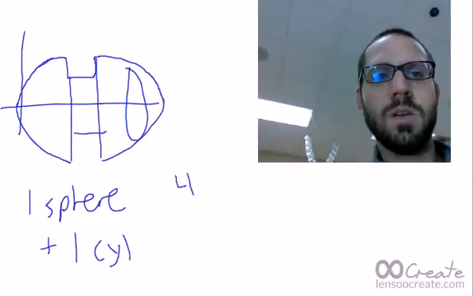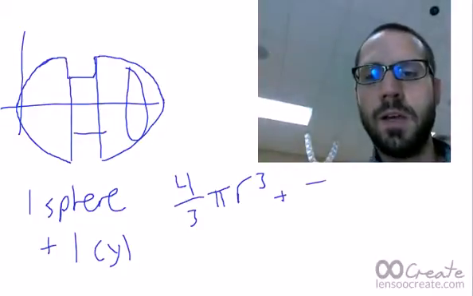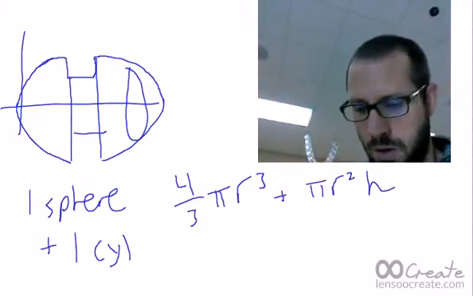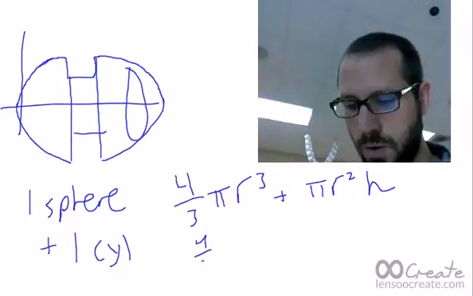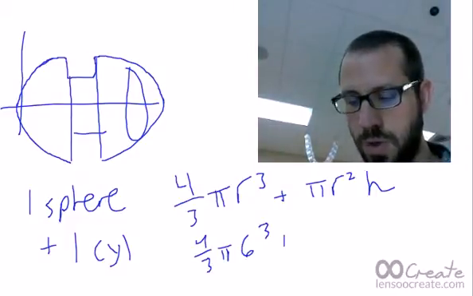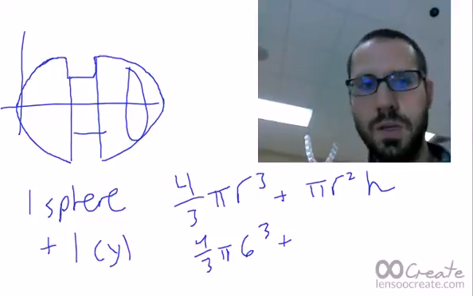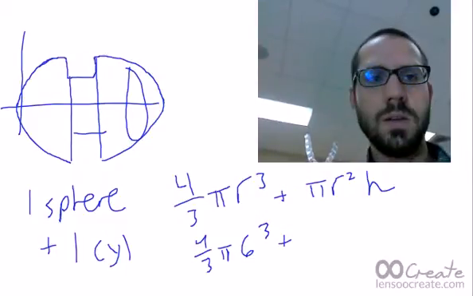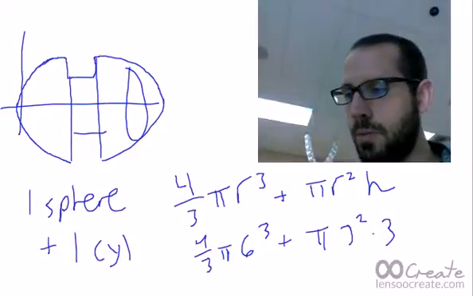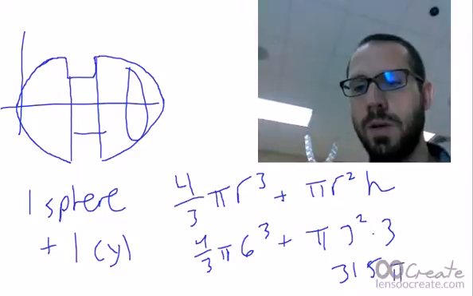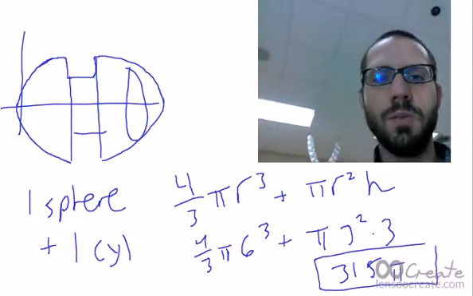Volume for us: volume of a sphere, 4 thirds pi r cubed, plus volume of a cylinder, pi r squared h. The radius of our sphere was 6, 4 thirds pi 6 cubed. Radius for our cylinder was 3. Our height was also 3, I can see. Pi 3 squared 3. Adding those guys up, all whole numbers, 315 pi. Volume of our flag.